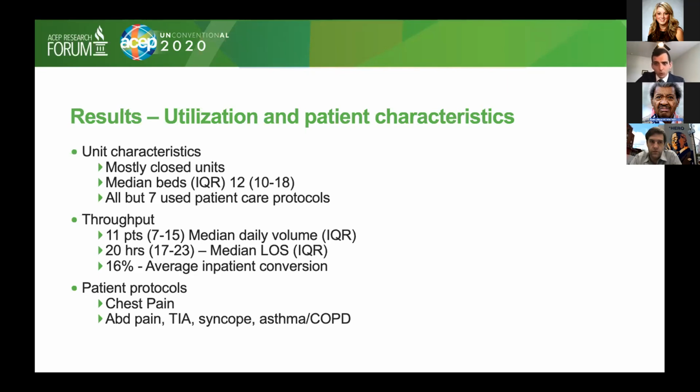Looking at the actual protocols that were being used, somewhat as expected, the most commonly used protocol in the observation units across this survey was chest pain, but also very commonly used were abdominal pain, syncope, TIA, and then asthma and COPD.